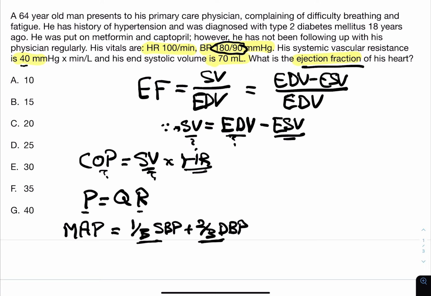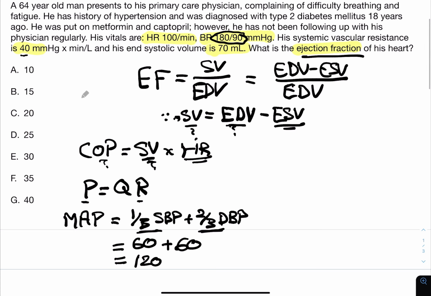So in this case, 1/3 of 180 is 60, and 2/3 of 90 is also 60. So this makes the mean arterial pressure 120. And now we could plug it into the P equals QR formula. So we're going to have 120 equals Q times the resistance, which is 40.